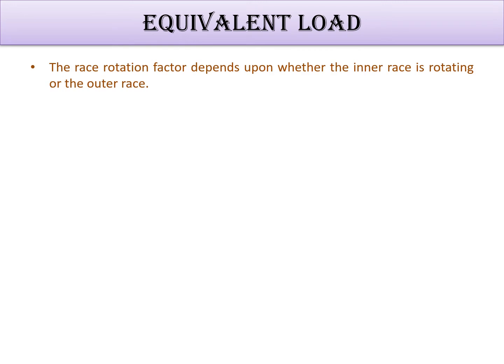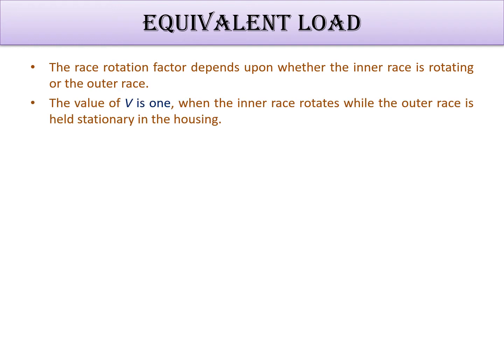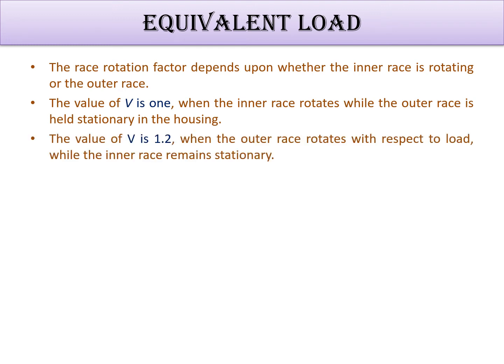So the race rotation factor depends on whether the inner race is rotating or the outer race is rotating. The value is 1 when the inner race is rotating while the outer race is stationary. And the value of V is 1.2 when the outer race is rotating with respect to load while the inner race remains stationary. This is the value of V.